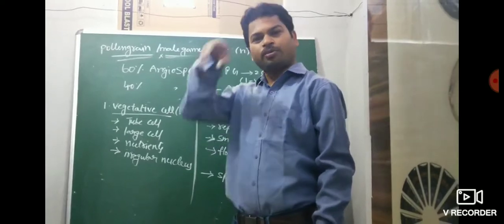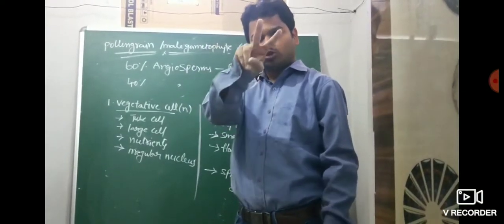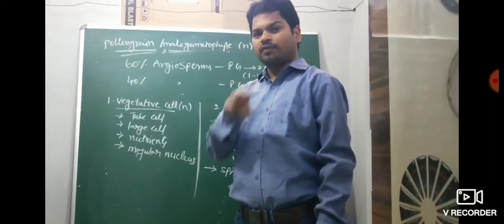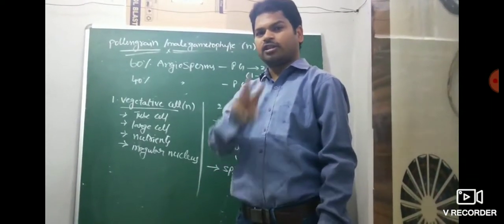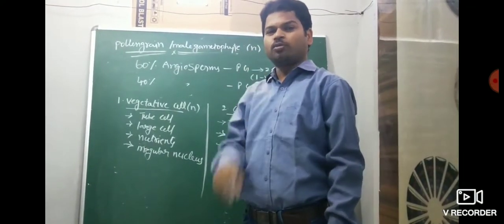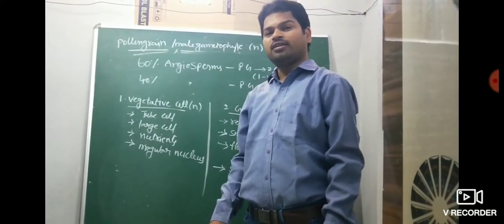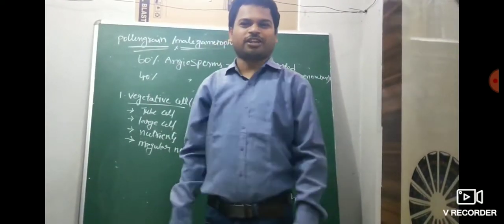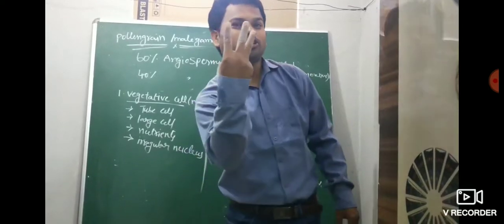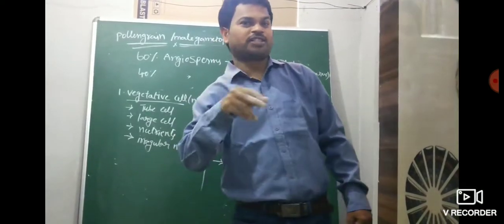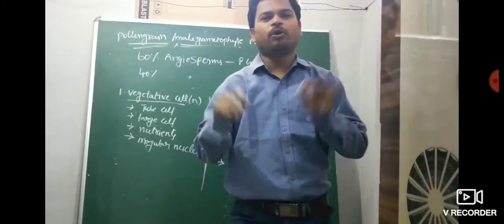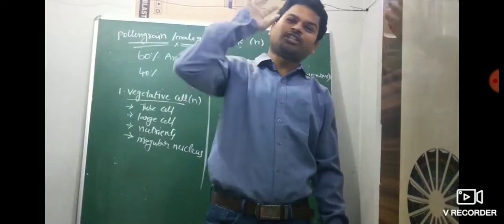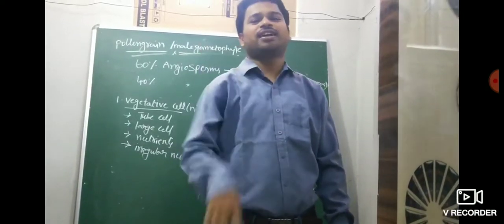In 60% of angiosperms, pollen is shed at how many celled stage? Two-celled stage: one vegetative and one generative cell. Then 40% of angiosperm pollen is shed at how many celled stage? Three-celled: one vegetative and two male gametes. Question: pollen grain is shed at which stage? Option A, two-celled stage. B, three-celled stage. C, either first or second. D, none of the above. What is the answer? Two-celled stage also is shed, three-celled stage also is shed, so either first or second, option C, is correct.